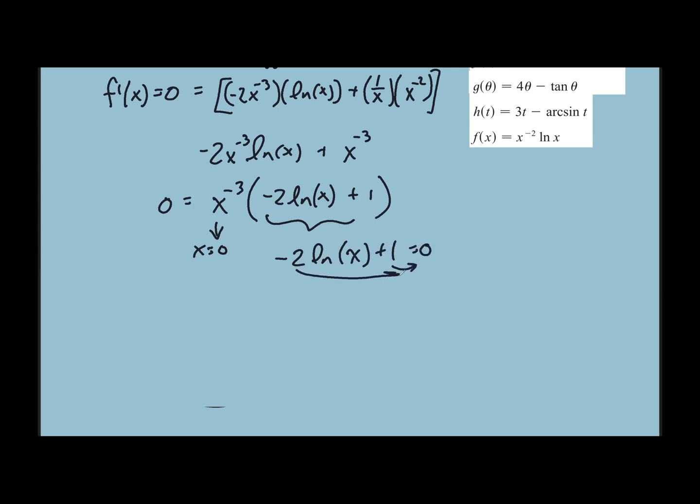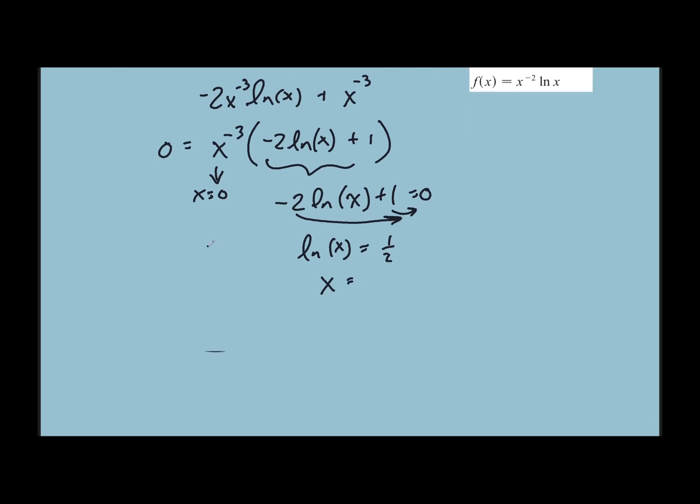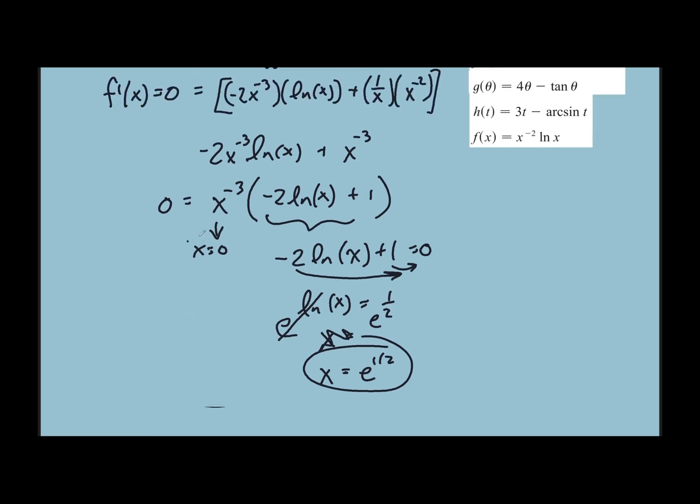Subtract the 1, divide by negative 2, and we're going to get ln of x is equal to 1/2. So that means x is going to be what? I don't actually know that. I think if we do e to the both of these, this goes away. So it would be, I'll make some room here, x equals e to the 1/2. That's going to be our other critical number there. Yeah. So that's going to be the answer for this one.